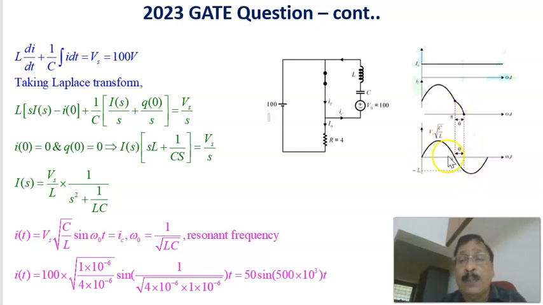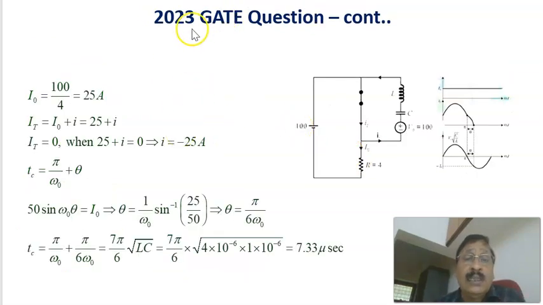Therefore, here the device is getting turned off, and this is pi by omega naught. Next, we have to find out what this duration is, which we'll see in the next slide. Now, continuing the same problem, a 2002-3 GATE question. Here 100 volt is there, and when the SCR is conducting, this is the equivalent circuit. The total current through the SCR is the load current plus the current flowing through the loop.